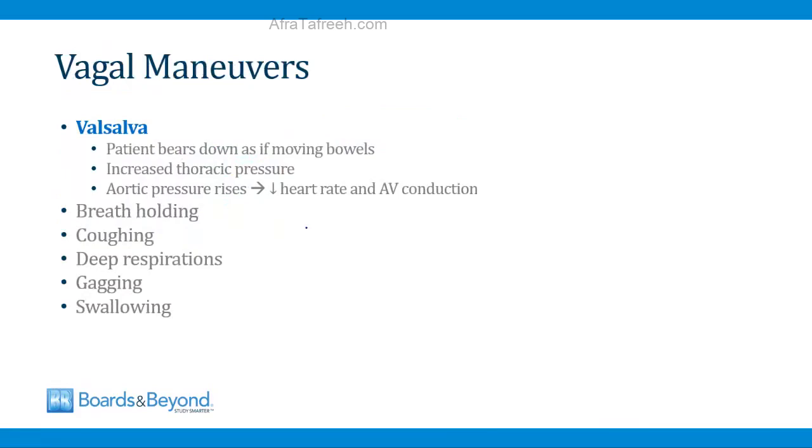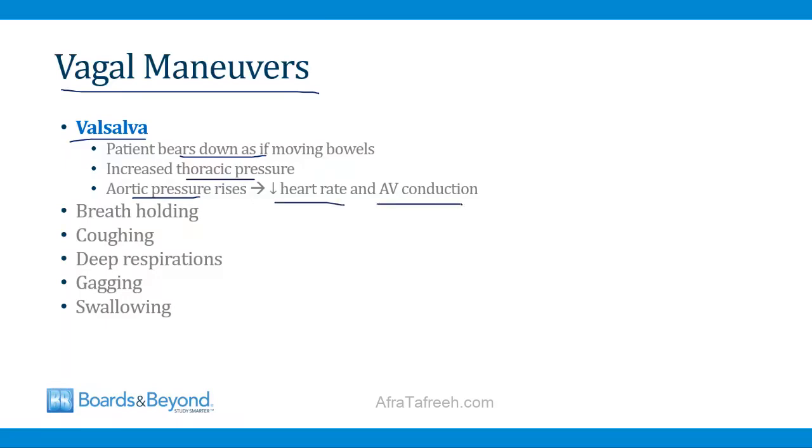Besides adenosine and carotid massage, vagal maneuvers are another way to break AVNRT. Vagal maneuvers are maneuvers a patient can do that increase tone through the vagus nerve. One of these is the Valsalva maneuver. The way a patient performs the Valsalva maneuver is you ask the patient to bear down as if they're moving their bowels. This will increase the thoracic pressure, and this will press on the aorta and slightly increase the aortic pressure. Just like we talked about with carotid massage, that will be interpreted by the brain as a rise in blood pressure, and the brain will respond with increased parasympathetic nervous system output that slows heart rate and slows conduction in the AV node.